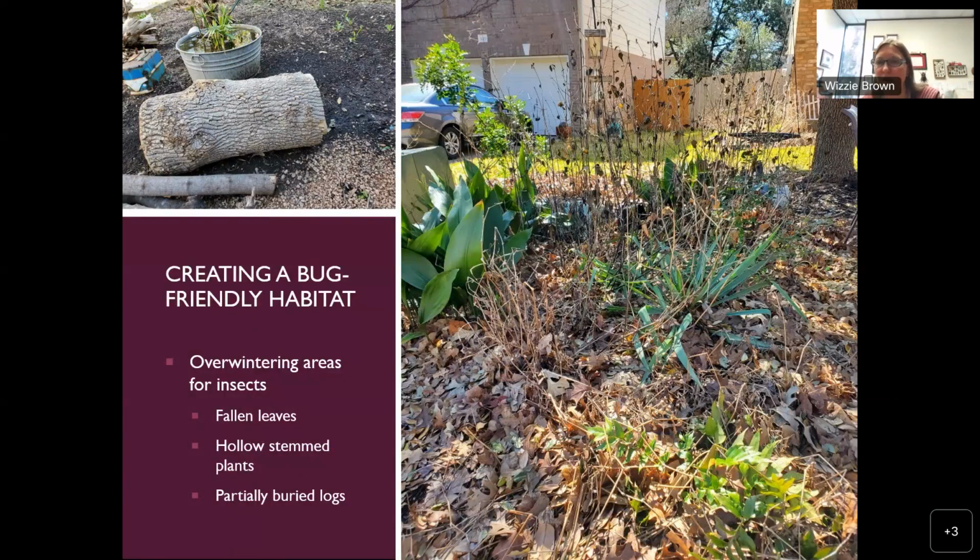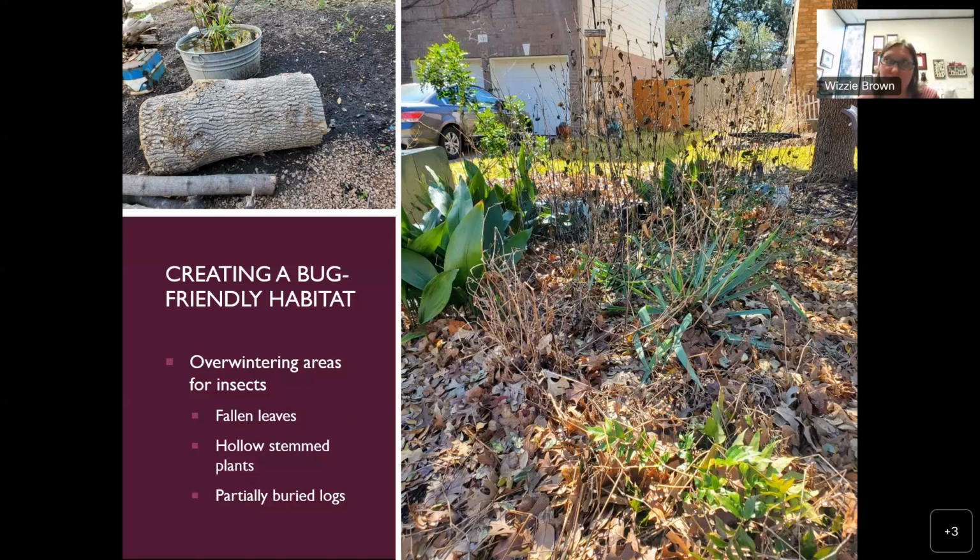This was my yard, I want to say March of this year. I didn't clean anything up until March. So all the leaves were on the ground. I had all of the dead plants still up there because if you're talking about hollow stemmed or pithy stemmed plants, there are insects that can nest in there as well. So if you can leave those in place, that's going to allow those insects to shelter there. And I usually will cut mine down when the plants start coming up in the spring. That's just kind of my thing.